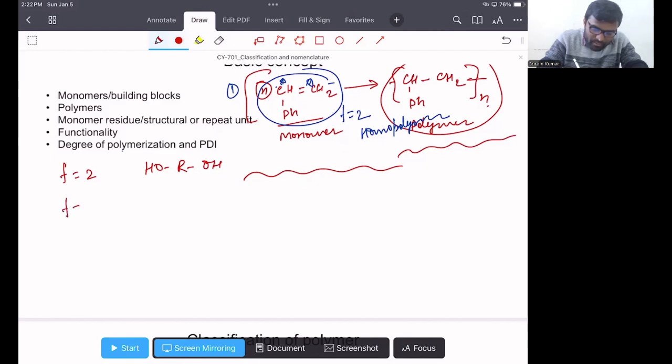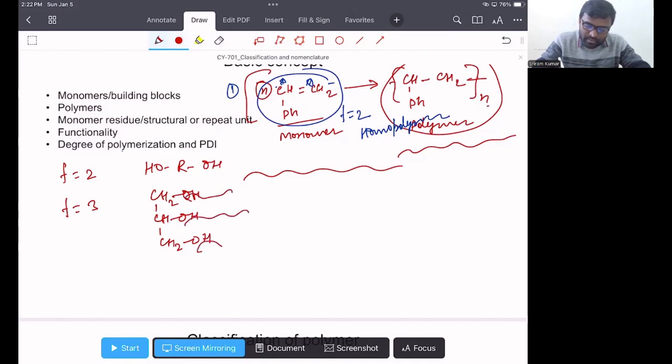If we have a monomer which has three functionality, for example glycerol, with CH2OH groups, there are three OH groups, and because of that there is the possibility of polymer formation from here, here, and here, and therefore branched polymers form.